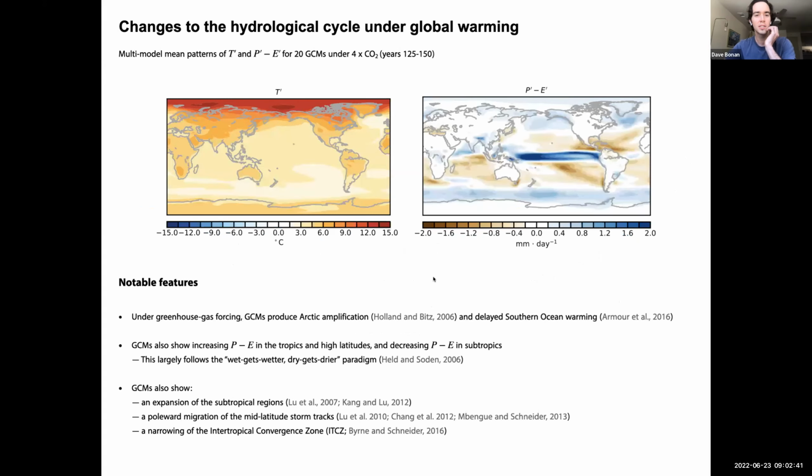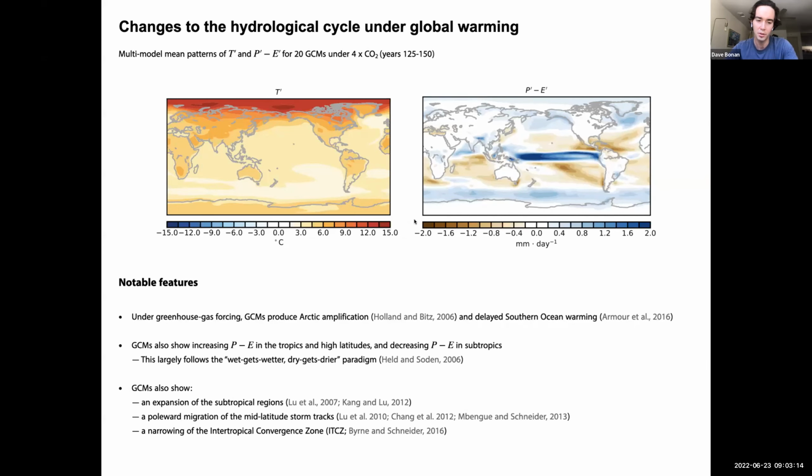So I thought it would be good to just start off by showing the patterns of warming and P-E changes for 20 different GCMs under 4 times CO2. So this is the long-term climate response. And what you can see is that GCMs agree on some notable features of the climate system: Arctic amplification and delayed Southern Ocean warming. And with P-E changes, they largely show that the regions that are wet get wetter and the regions that are dry get drier. You can see this just by the increase in precipitation on the equator where the ITCZ is, and then this drying of the subtropics.